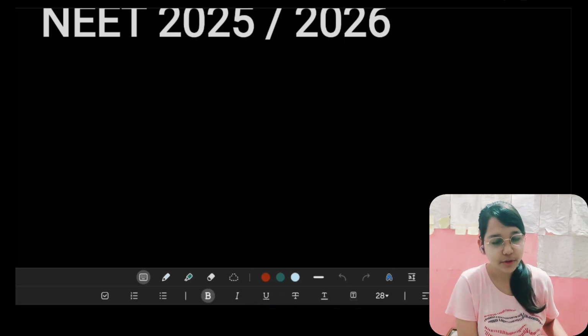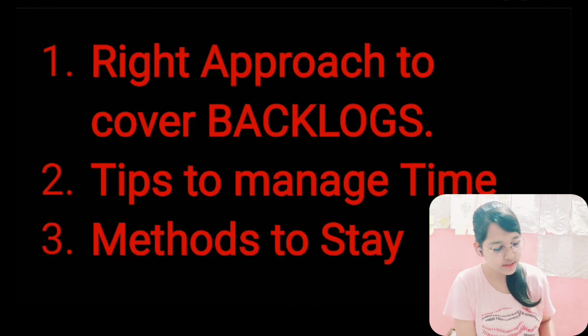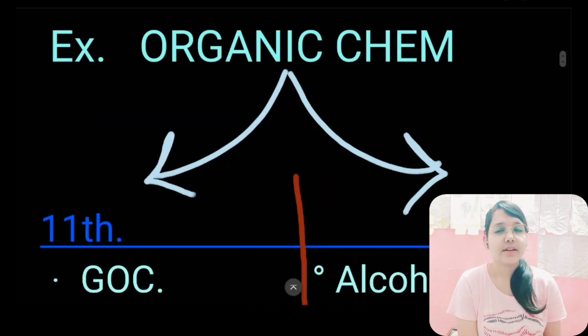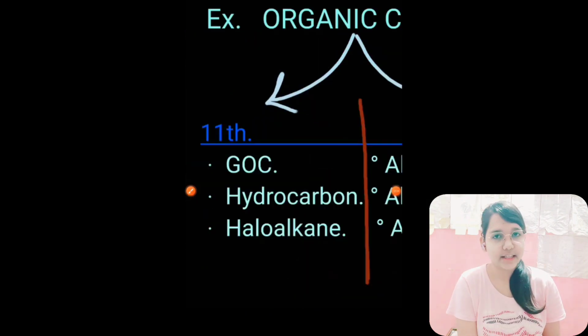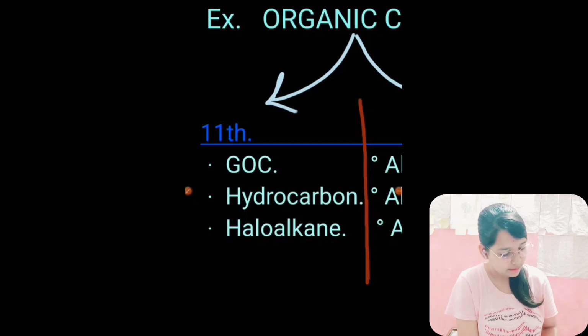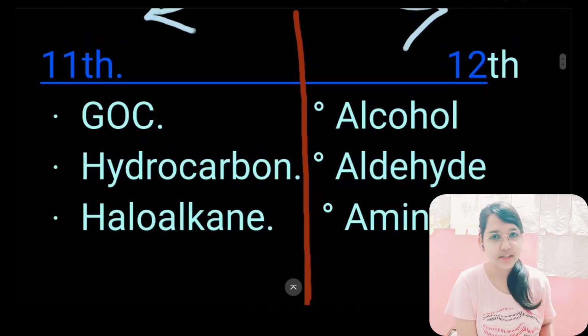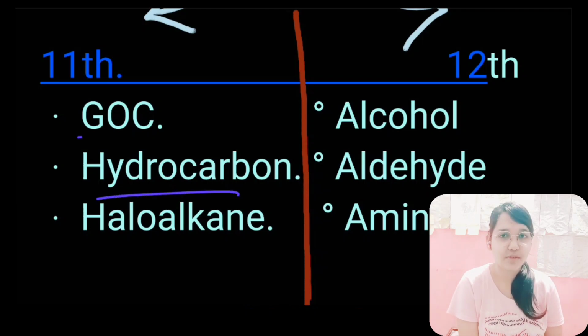In this video we are going to talk about the right approach to cover backlogs, tips to manage time, and methods to stay consistent. Now let's consider an example: suppose in organic chemistry you have a backlog of 1 or 2 chapters. Organic chemistry is divided into 11th standard and 12th standard. In 11th, GOC, hydrocarbon, haloalkane chapters are there. In 12th, alcohol, aldehyde and amines are there. Now suppose you have a backlog of hydrocarbon, probably GOC or haloalkane. I hope you would not have a backlog of all 3 chapters, but even if it is there, we have a solution for it.